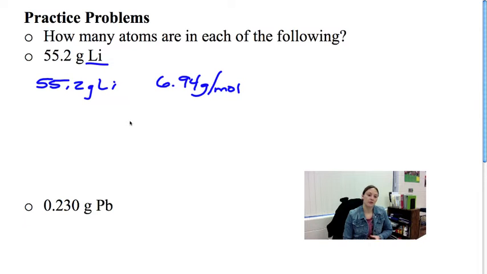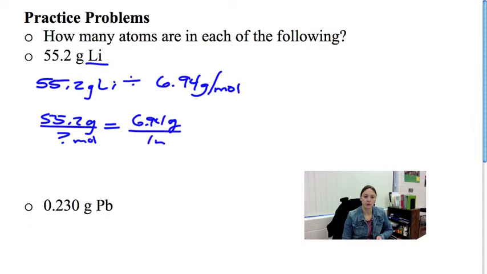And since I have 55 grams, and there are 6.94 grams in one mole, and I don't know how many moles there are, I'm going to divide. If you're not sure, set up a ratio. I looked at that before. You take your 55.2 grams, say how many moles, equal to 6.94 grams in one mole. So you can always do ratios for these. You'd still be dividing. Then when I get that answer, I would have how many moles I have.